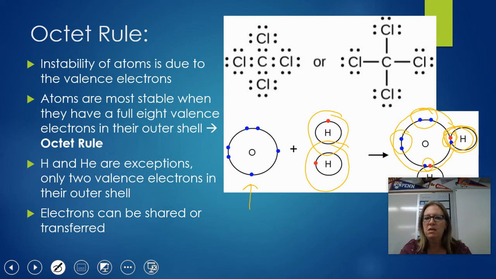These bonds can be made by either sharing the electrons or actually transferring them.